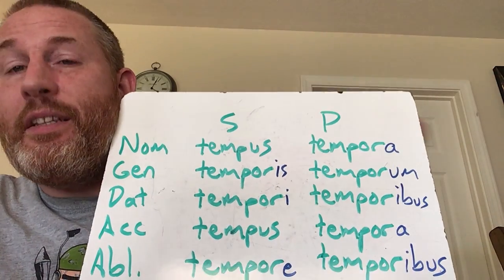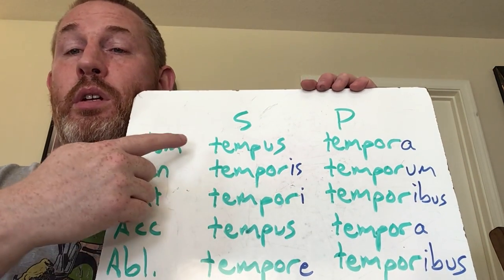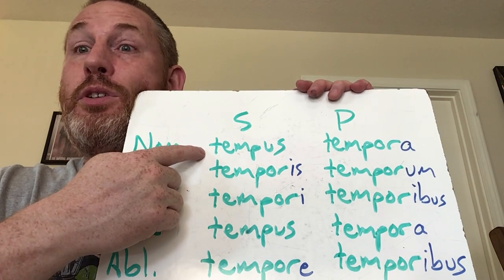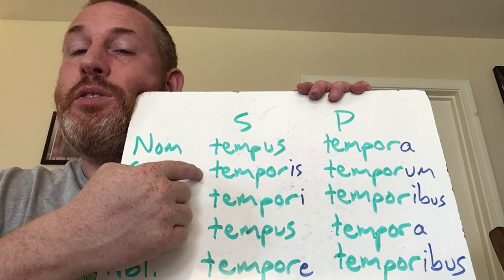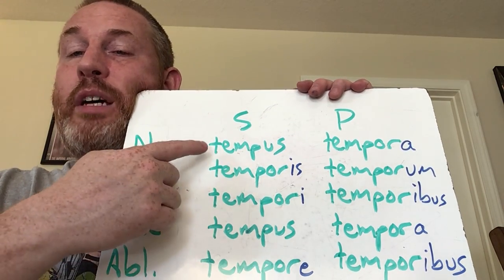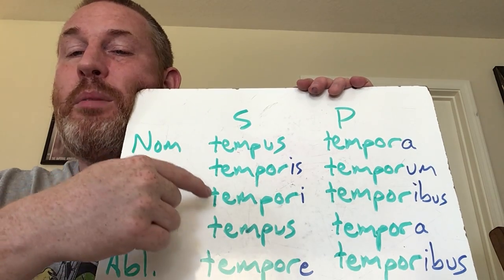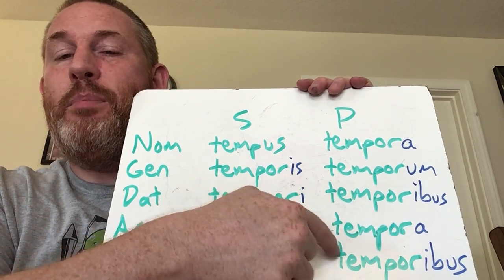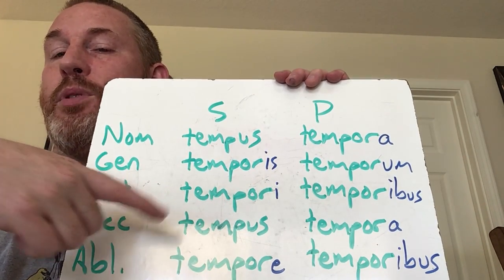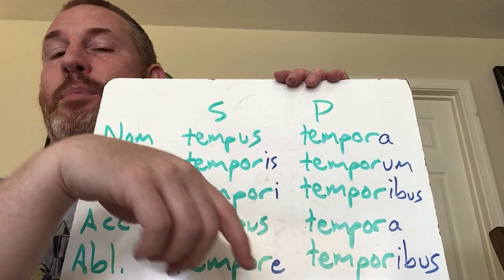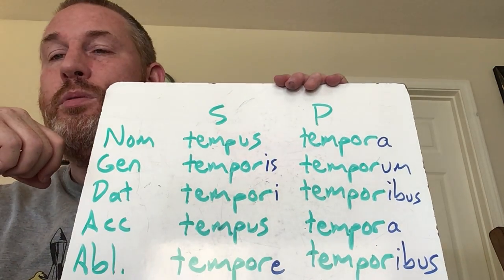So those are seconds. Now let's talk thirds, shall we? Thirds do the exact same thing as seconds. So write down the nominative singular neuter, tempus, which we've seen, and then the stem, temporis. So you've got your stem now. But remember, this repeats down here. So tempus, tempus, temporis, tempori, tempus, tempore, tempora, temporum, temporibus, tempora, temporibus.